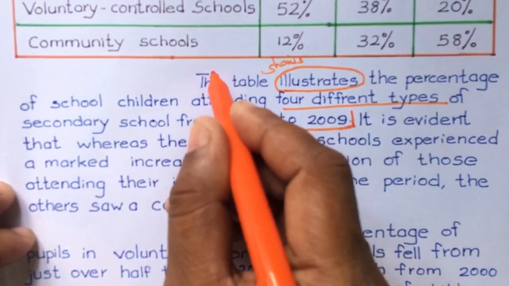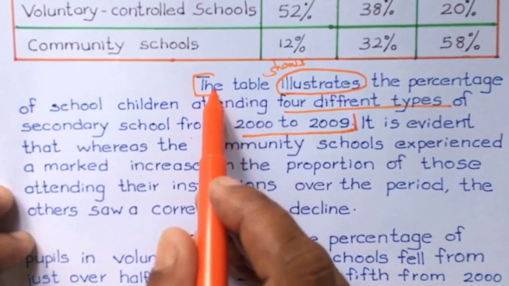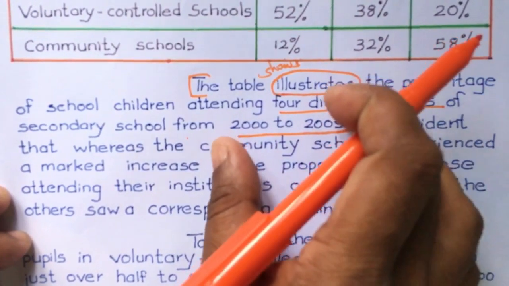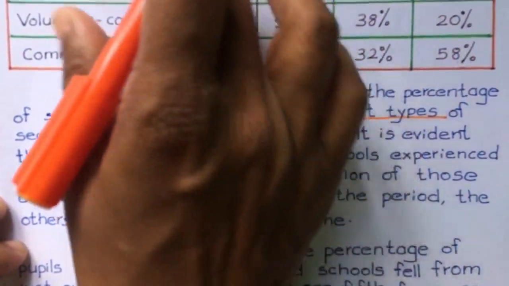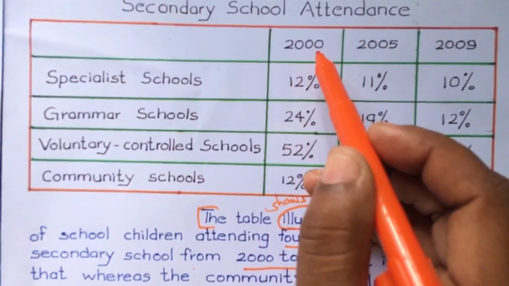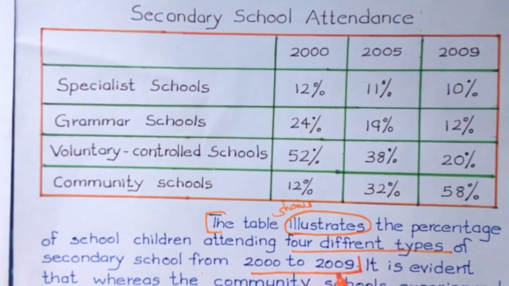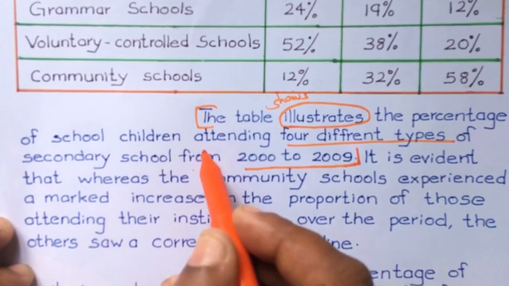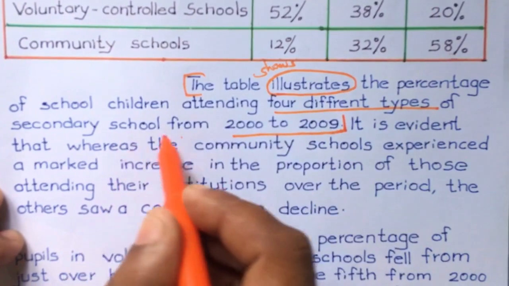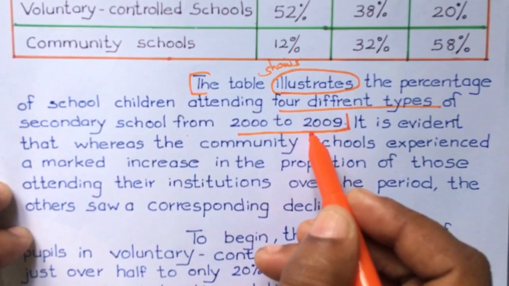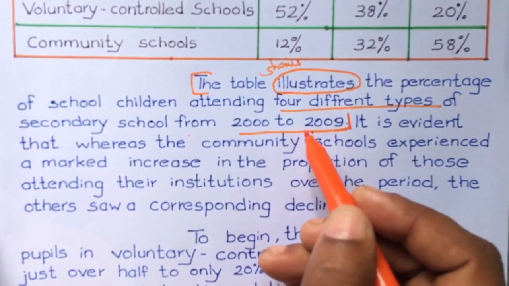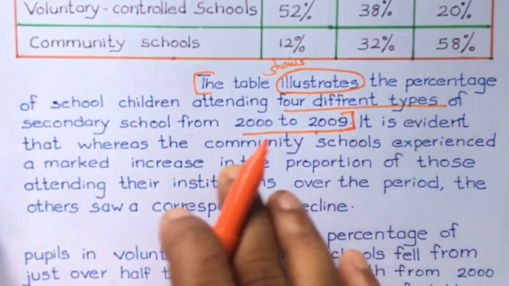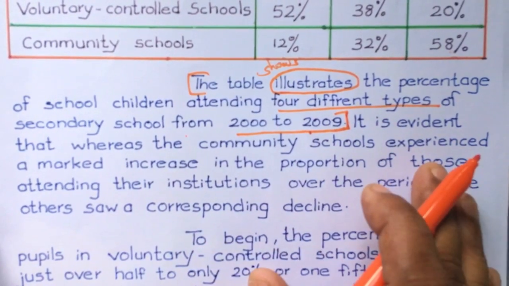You got it? See my introductory paragraph, the first sentence is all about this. What I'm going to say is that this table shows the 4 schools over a span of 2000 to 2009. So you can write: the table illustrates the percentage of school children attending 4 different types of secondary schools from 2000 to 2009. You got it? When you write this way next time, you will get a better score or better band. This is the same technique I have used for my IELTS.